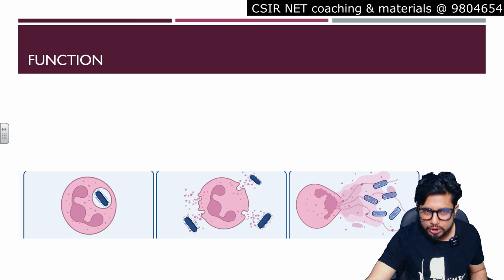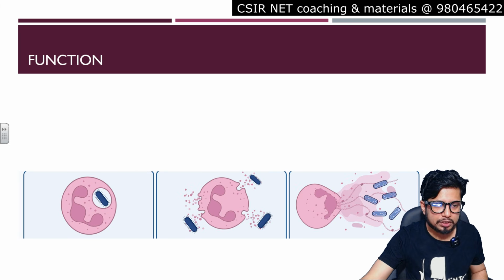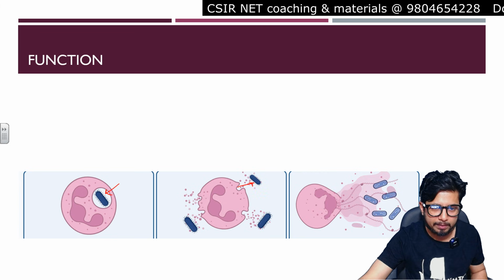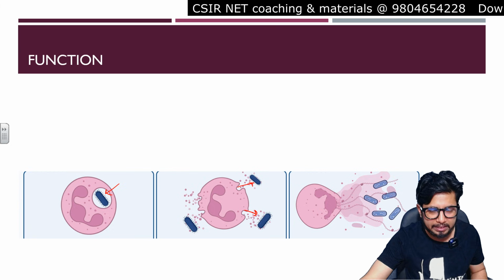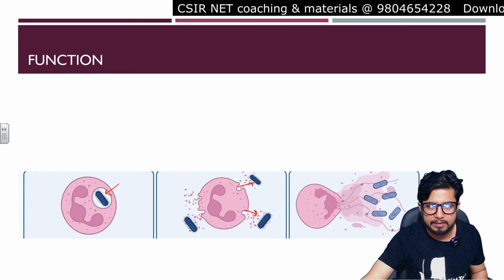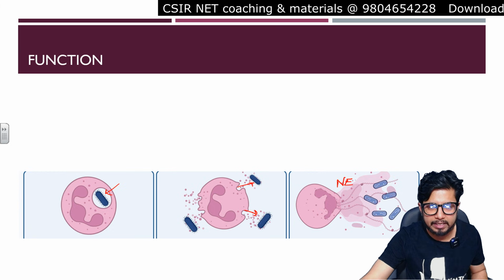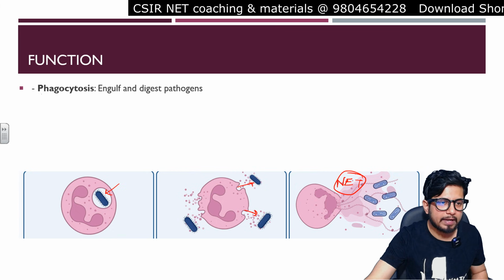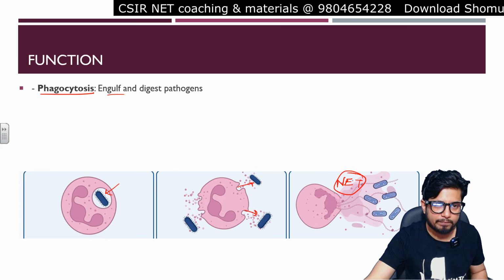What are their functions? Neutrophils engulf bacteria and also release certain chemical factors to degrade and kill the bacteria, and there is a mechanism of NET-mediated killing. They create a net through which they can kill the target bacteria. The first function is the phagocytosis role. They engulf and digest pathogens.